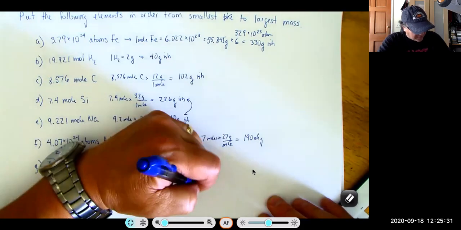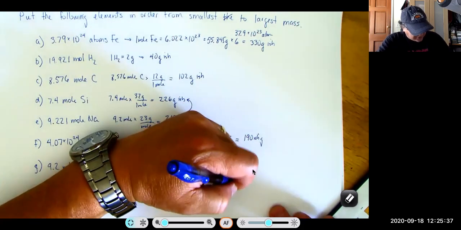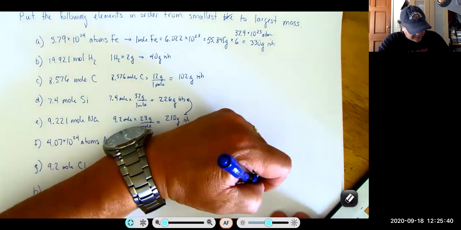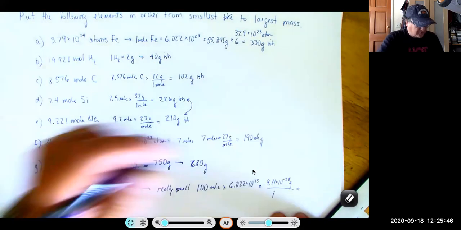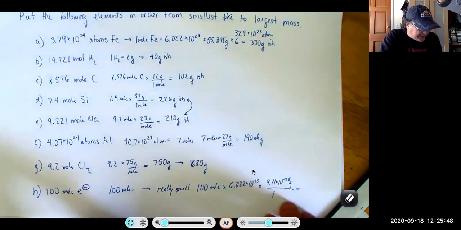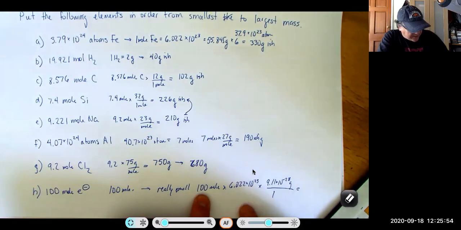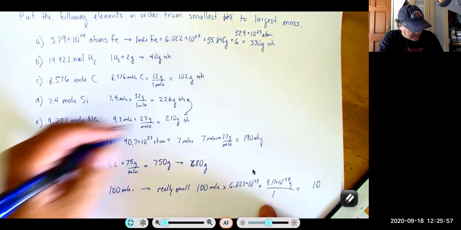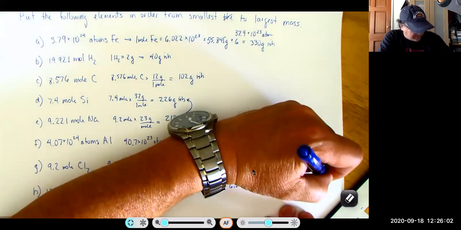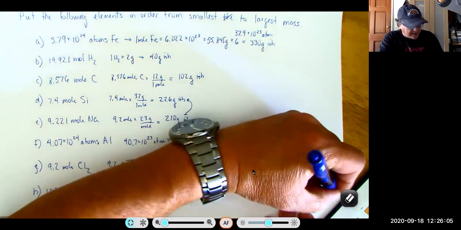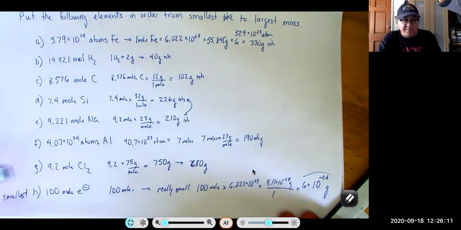So we've got 100 moles times 6.022 times 10 to the 23rd times 9.11 times 10 to the minus 28 grams per one. So if we do that in our head, you can see that this 10 to the minus 28 and this 10 to the 23 and this 10 to the 2 comes out to be something like 10 to the minus 24. So something like 6 times 10 to the minus 24 grams. So this is the smallest, without a doubt, even though there's 100 moles.